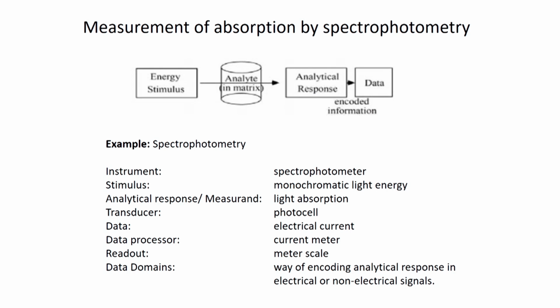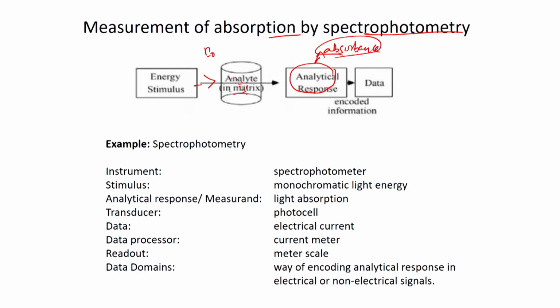One of the examples I show here is the measurement of absorption by spectrophotometry. What you see here are analytes in the matrix, and you have a stimulus, light energy. Until and unless you have energy stimulators, you cannot measure analytes here. Then you will get some analytical response, especially if it is absorption, then you will be measuring this absorbance. So this is an analytical response.